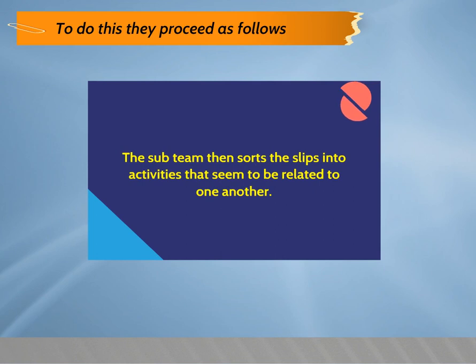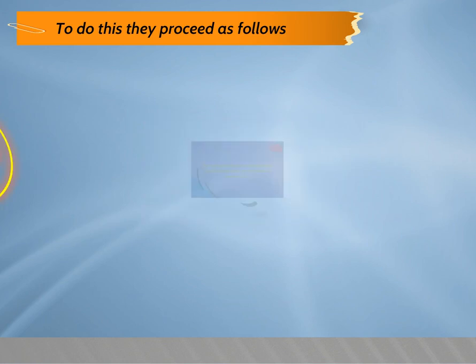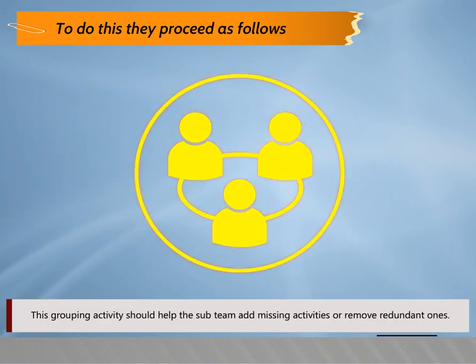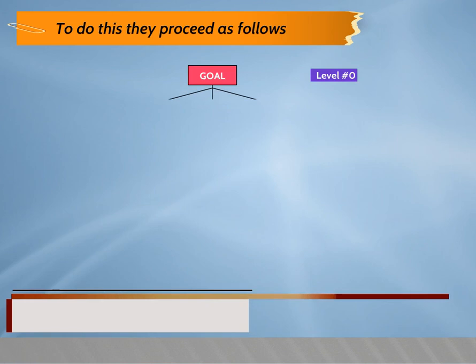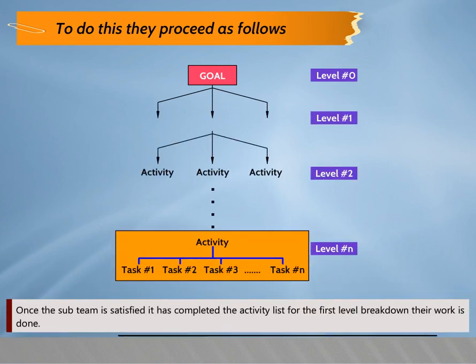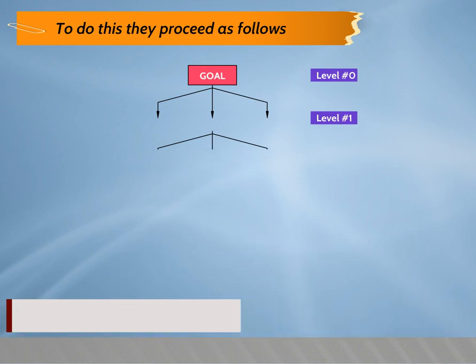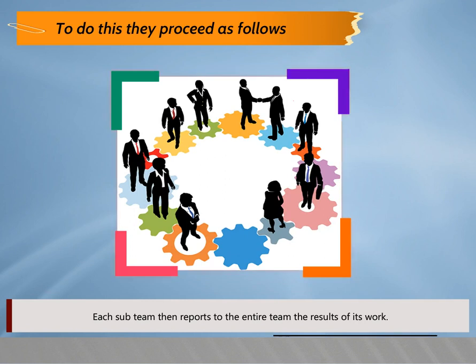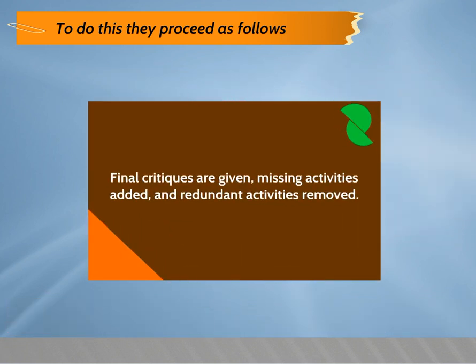The sub-team then sorts the slips into activities that seem to be related to one another. This grouping activity should help the sub-team add missing activities or remove redundant ones. Once the sub-team is satisfied it has completed the activity list for the first level breakdown, their work is done. Each sub-team then reports to the entire team the results of its work. Final critiques are given, missing activities added, and redundant activities removed.